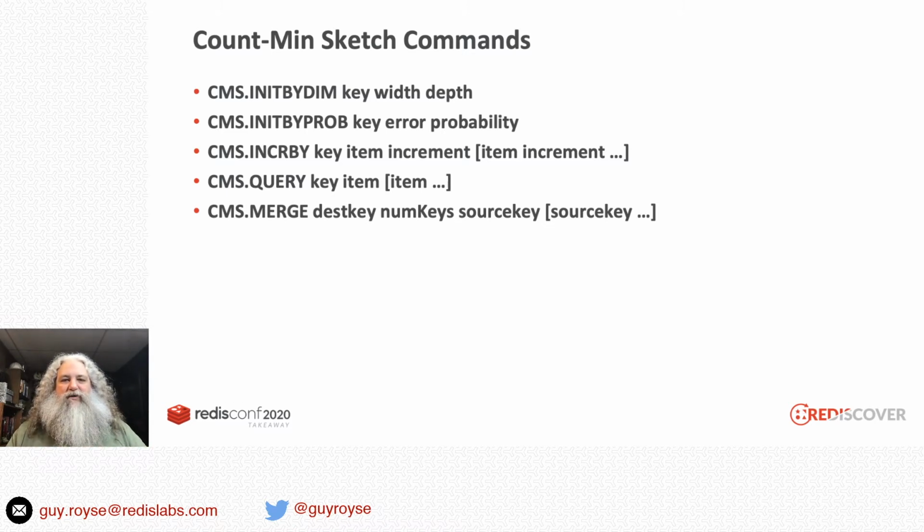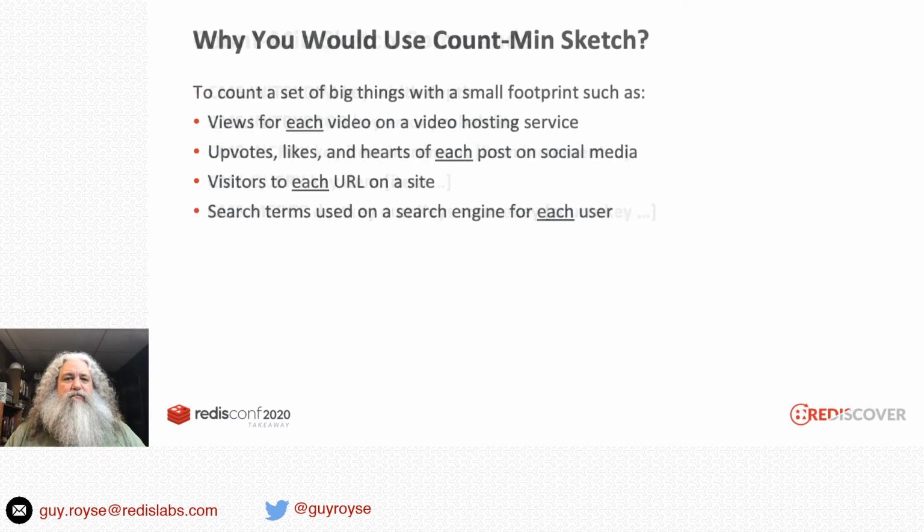It's got an increment by, which just increases the count. You give it an item and an amount, and an item and an amount. And then if you want to query that count, you can just give it the key and a list of items. And if you want to merge, merge is kind of interesting because you've got this destination key, and you've got a couple of source keys and a number of source keys, but it needs to know the number of keys you're going to pass it before you do that. So you've got the destination key, the number of keys you want to merge, and then each key name. And so that's a little different. It's a pattern you see in other parts of Redis.